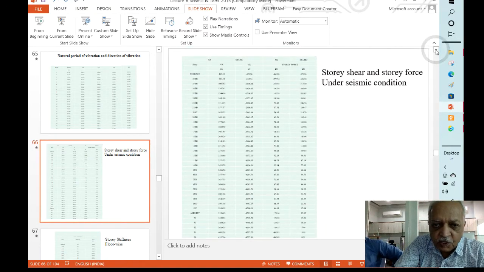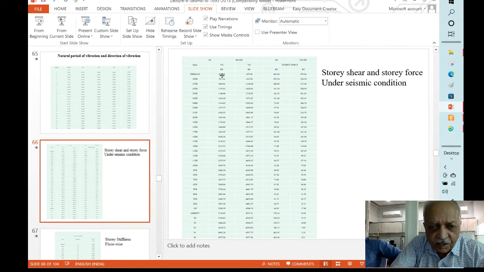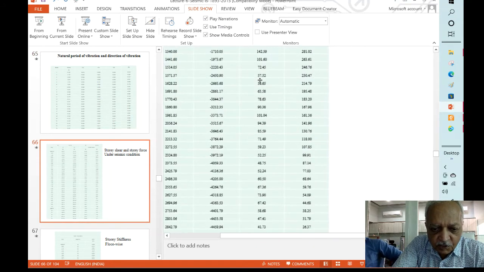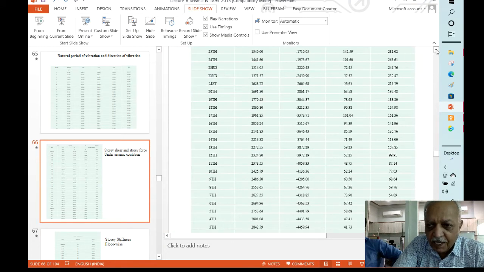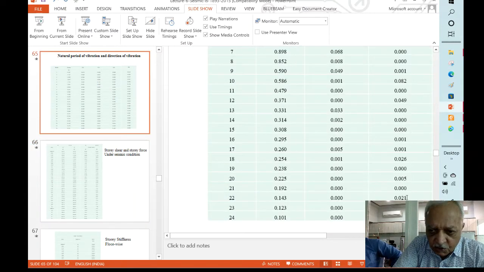Later on it also gives the storey shear. Okay. For each floor it will give how much is the seismic force applied and the shear force, that is, all the forces above that are added, and you are able to get the seismic force per floor.